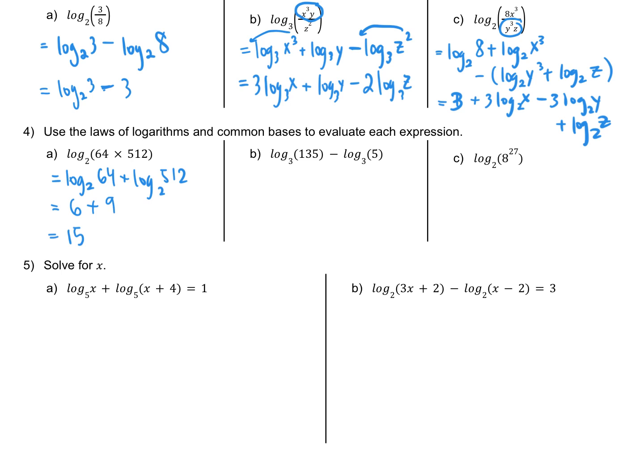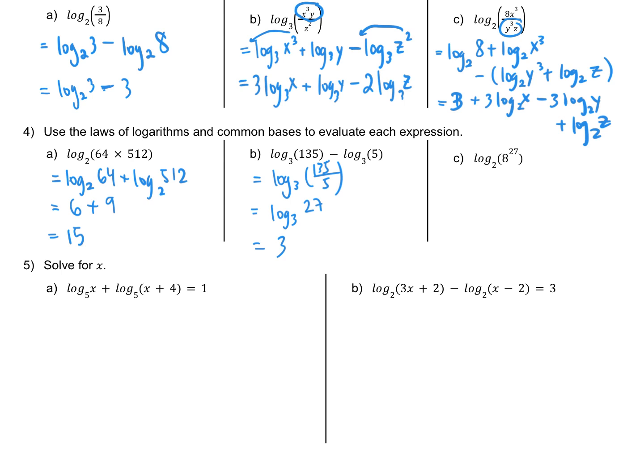Now for the next one. Log 135 base 3 minus log 5 base 3. I don't know what the log of 135 base 3 is. That's not something part of our exponent tables that we know. So I'm going to try to simplify this to a single log and see if that helps me. Now because it's subtraction, I know I'm going to divide those values. And 135 divided by 5 is 27. So now 3 to the power of what is 27? Well, that's 3. Great.